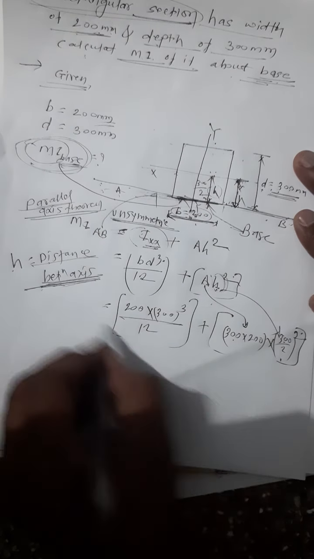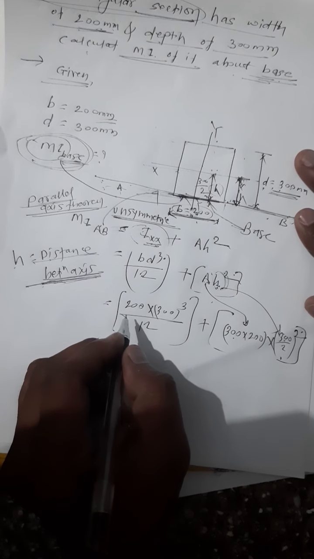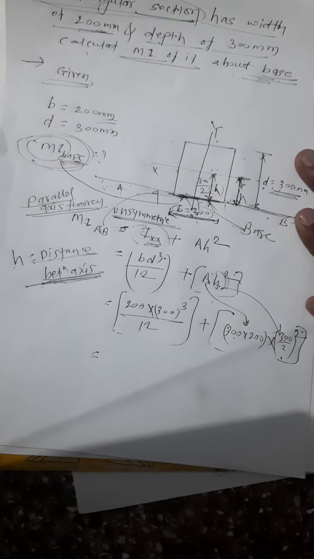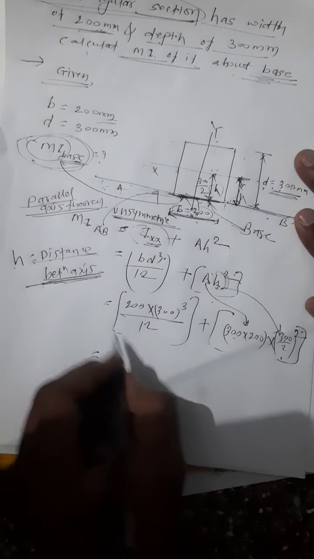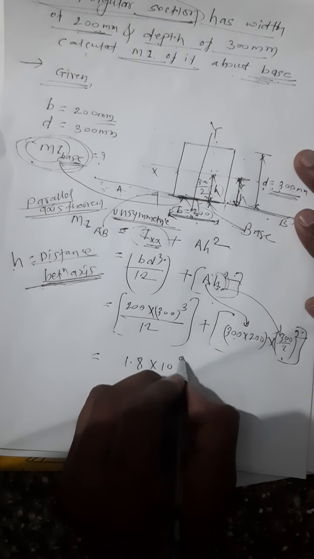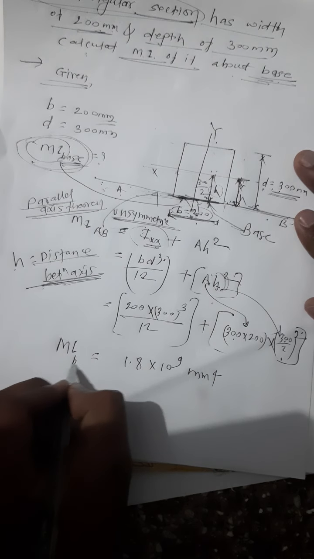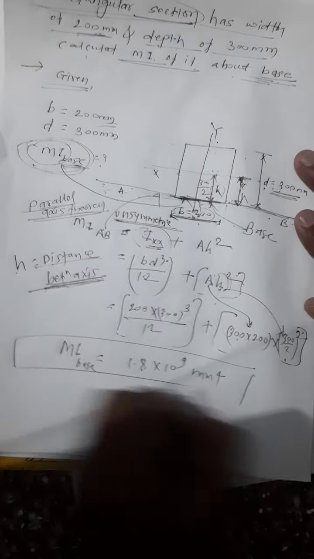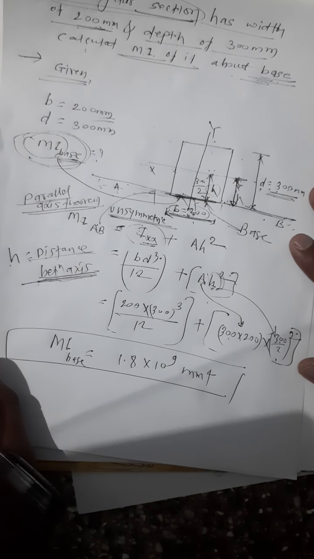If you solve this using the calculator, my dear students, you will get the answer 1.8 into 10 raised to 9 mm raised to 4. So this is MI about the base. In this way you have to solve problems.